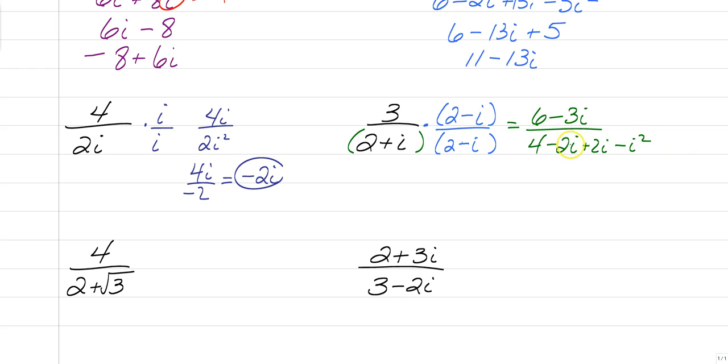Again, these guys in the middle are going to cancel. That's why we use the conjugate. But a negative i squared is a plus 1. So that's going to give us 6 minus 3i over 4 plus 1, which is 5. Okay? So that's how you work with a complex conjugate.